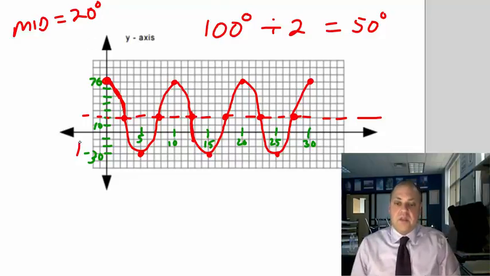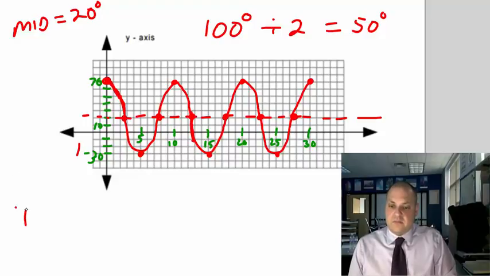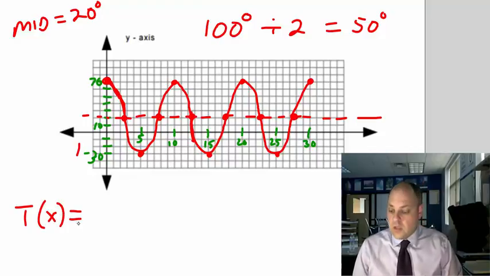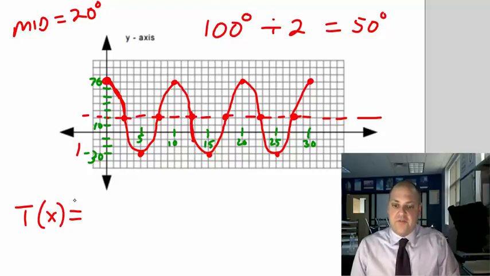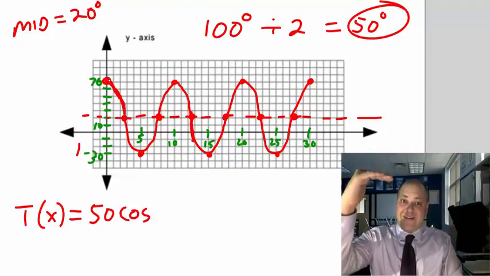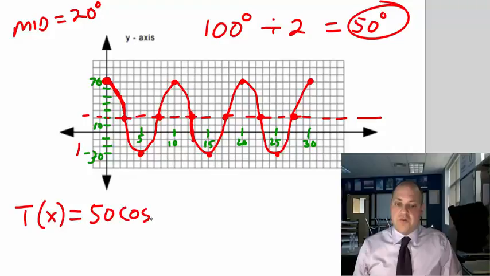And the function, I'll call it T of x. T of x, temperature, right? X is time. 50 is the amplitude, from 20 to 70. So 50 is the amplitude. This gave us the amplitude right there. It's a cosine curve because it starts at the max and then goes down, right? So it's a cosine curve. We know it's going to be something x. And then the midline is 20, so plus 20.